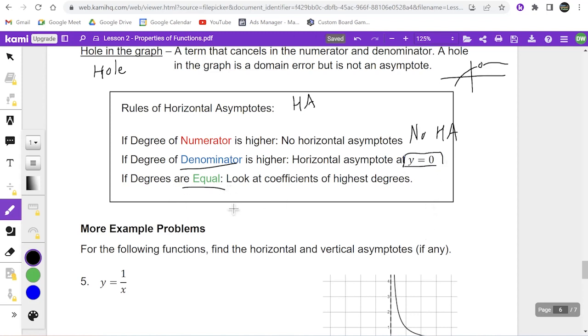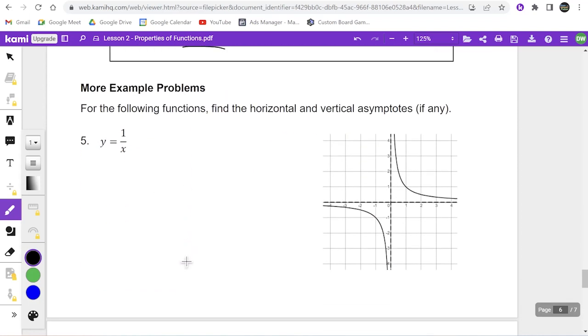And if the degrees are ever equal to each other, like for instance, you have an x squared in the numerator and an x squared in the denominator, I wrote here, look at coefficients of highest degrees. I'll show you what that means in one of the next problems. So now let's look at some more example problems. Also, I was nice. I gave you the graph next to each one, so you actually know what we're talking about for the function.